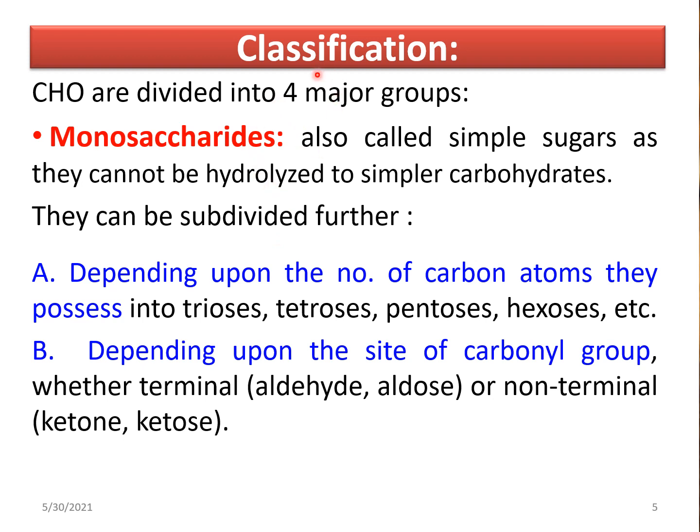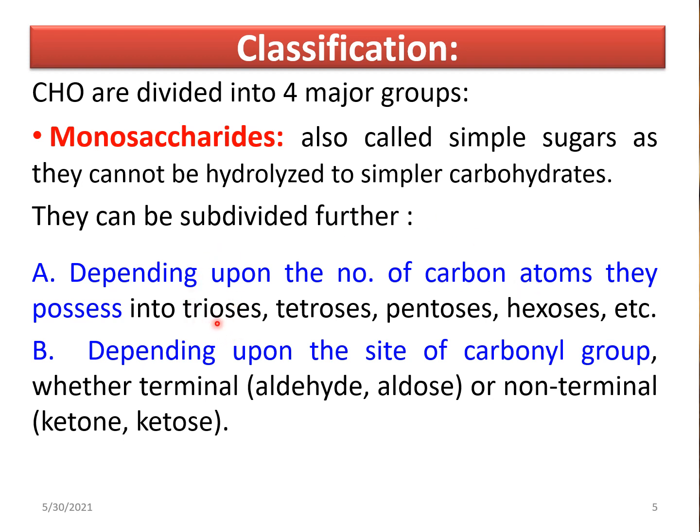Now we discuss the classification of carbohydrates. تصنيف السكريات. Carbohydrates are classified into four major groups: monosaccharides, disaccharides, oligosaccharides, and polysaccharides. Monosaccharides are also called simple sugars, as they cannot be hydrolyzed to simpler carbohydrates. They can also be subdivided further depending on several points. First of all, we can classify monosaccharides depending on the number of carbon atoms they contain.